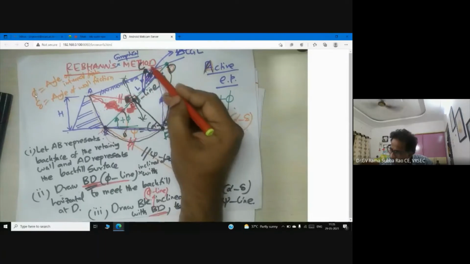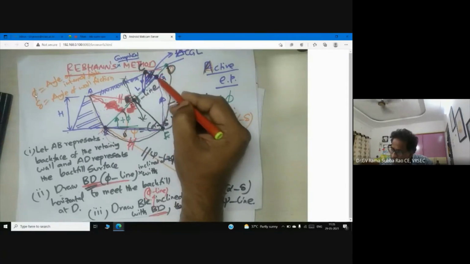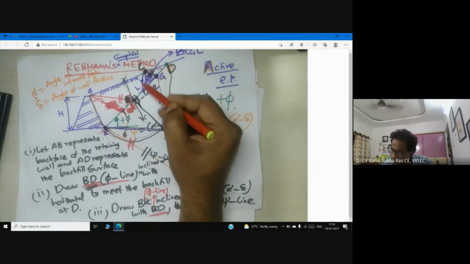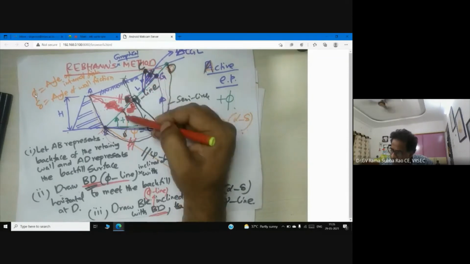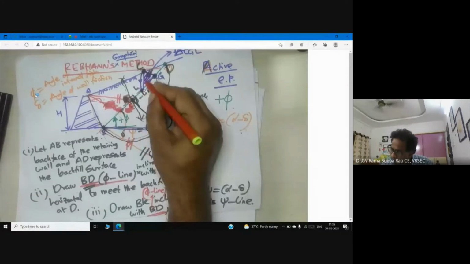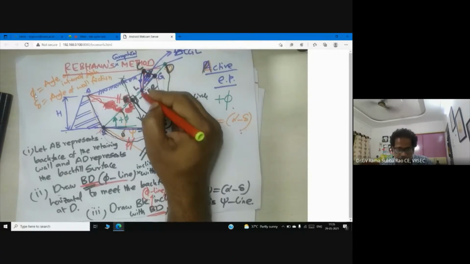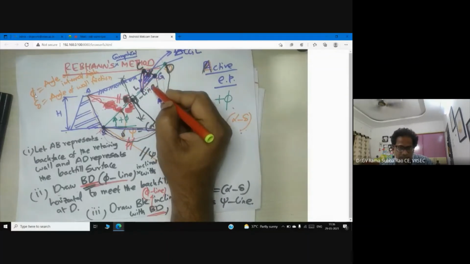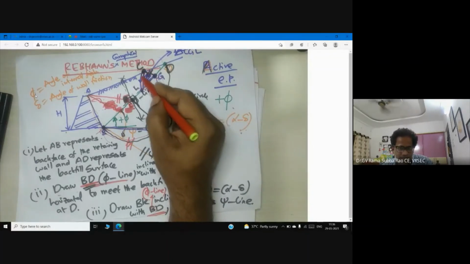So now, taking G as center and CZ as radius, draw an arc which intersects the phi line at L. Now draw the triangle. Already one side is there, and now one more. Now join CL, I am getting this triangle. This is the area we are getting, the area of this triangle.